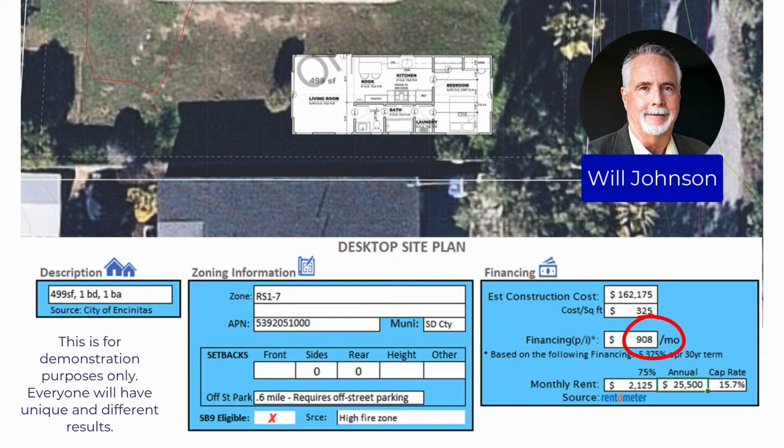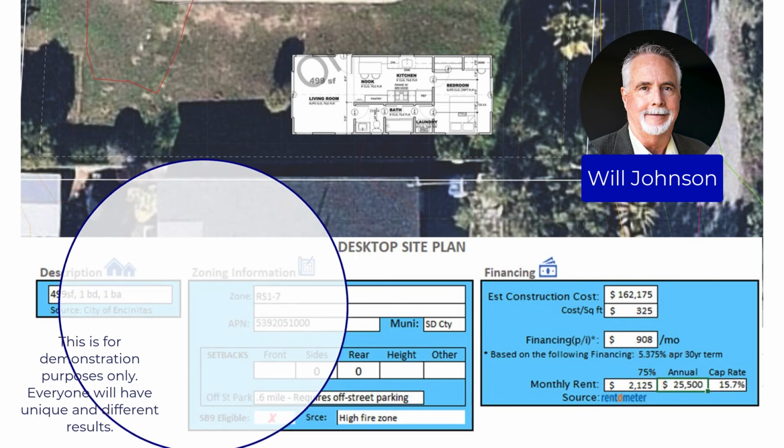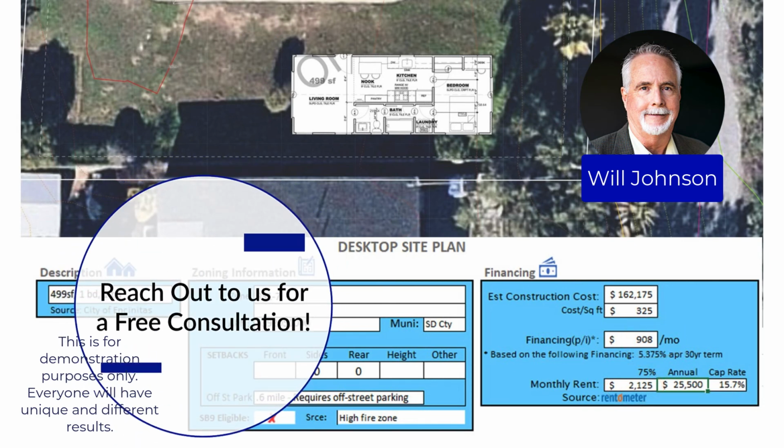So coming back to that, we're showing our finance costs at $908 a month, and then the monthly rental is $2,125 a month. So to contrast that with our financing costs of $908 a month, to rent that property out today would command $2,125 a month. A pretty dramatic difference. So very obvious to see. This is very attractive from a cash flow perspective.